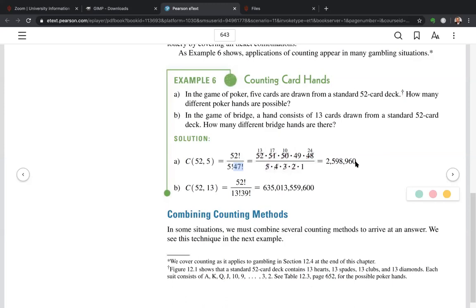Now, Chuck, if you were doing this problem on that calculator of yours, you would put in the 52, then you'd go to your probability button, and when it comes up, you'd hit the nCr, then you'd hit 5 and hit equals, and it should come up with that solution right there. If it doesn't, let me know.